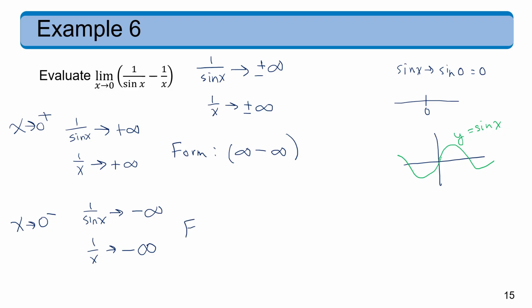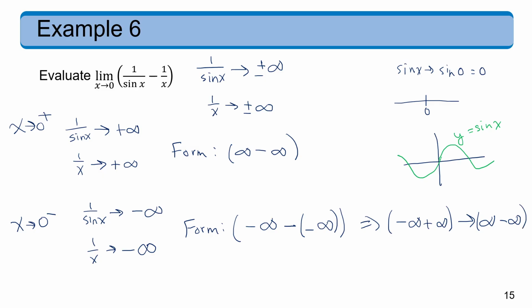So now the form: the first term is approaching negative infinity, and then we have minus the second term, which is also approaching negative infinity. And minus a negative is a plus. So this is negative infinity plus infinity, which is the same thing as saying infinity minus infinity, if you flip the right and left. So in both cases, we end up with the indeterminate form infinity minus infinity.